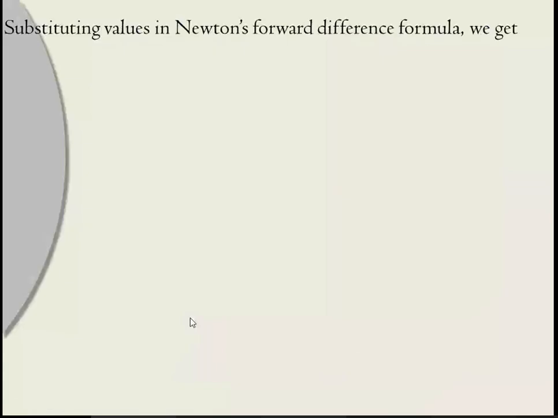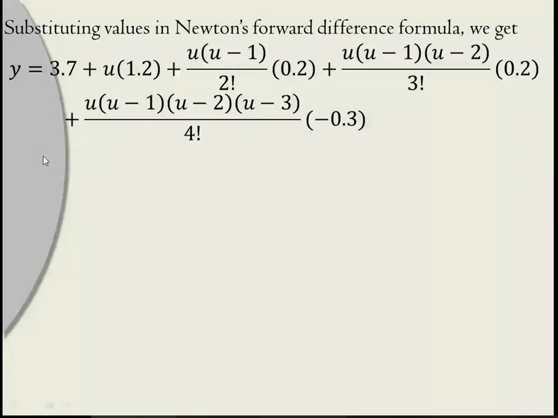Putting the values, y will be y naught, 3.7, plus u into delta y naught, that is 1.2, plus u into u minus 1 by 2 factorial into delta square y naught, that is 0.2, all this term into delta cube y naught, and all this term into delta raised to 4 y naught. There are no further subtraction possible, so no need to write the further terms.